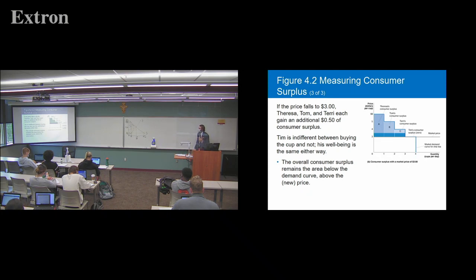Now let's say the price drops to $3. In this case, Tom, Teresa, and Terry each get an additional 50 cents of consumer surplus, because now that's 50 cents less apiece that they have to pay for tea. Tim, who values it at $3 and is now being charged $3, is indifferent between buying the cup of tea or not. Either way, he's going to have the same amount of utility or enjoyment, because he values the money equally to the tea. So the overall consumer surplus in this market is still the area below the demand curve and above the new market price, which is now only $3. So it's going to increase from $4.50 to $6. That's the total consumer surplus in this mini market.